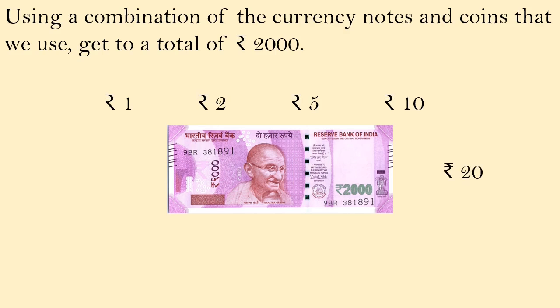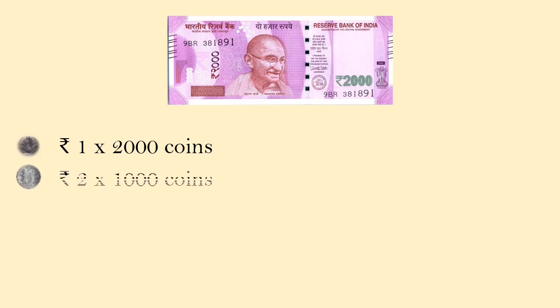I could get it in 20 rupees. I could get it in 50 rupees, 100 rupees, 200 rupees, or even 500 rupees. But to get this combination, if I would get 1 rupee coins, I would require 2000 coins of 1 rupee. If it was 2 rupees, I'd require 1000 coins of 2 rupees. Imagine how much weight you'll be carrying.